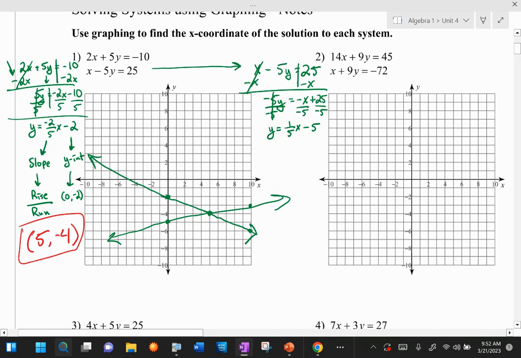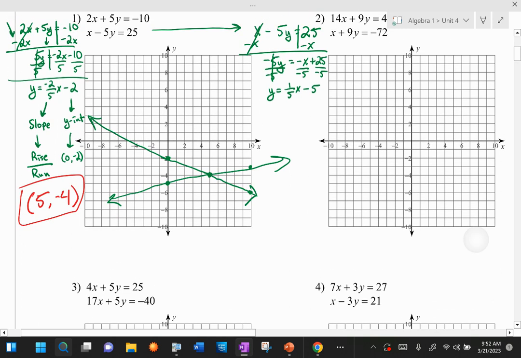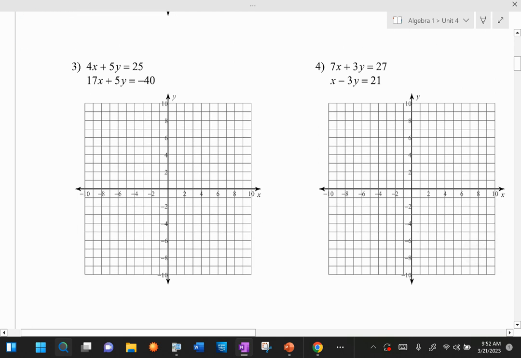Please do number 2 on your own. I changed my mind. Do number 4. Smaller numbers.